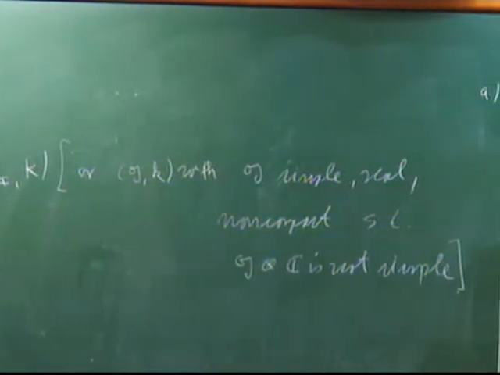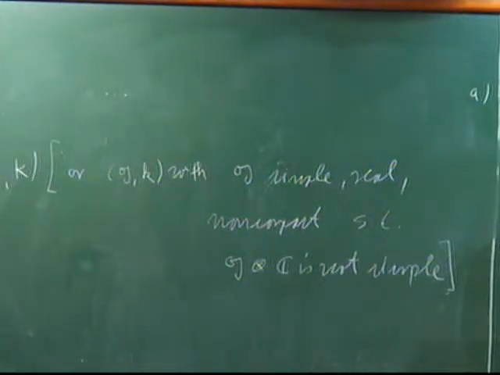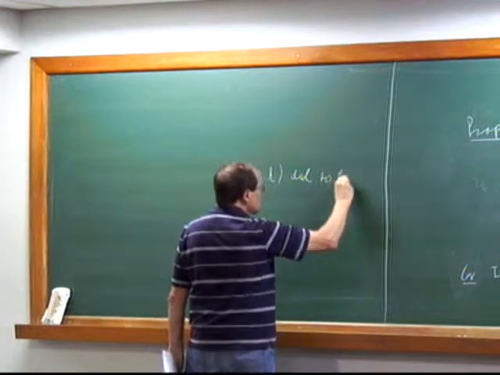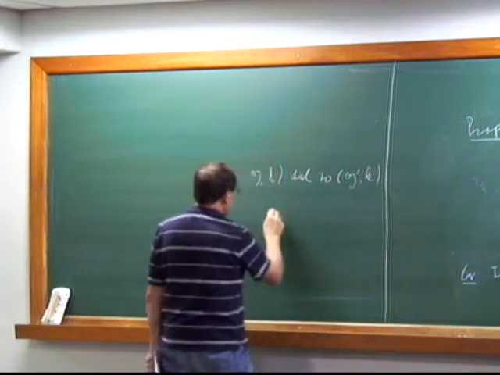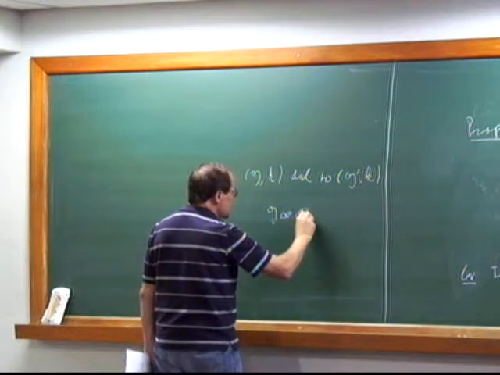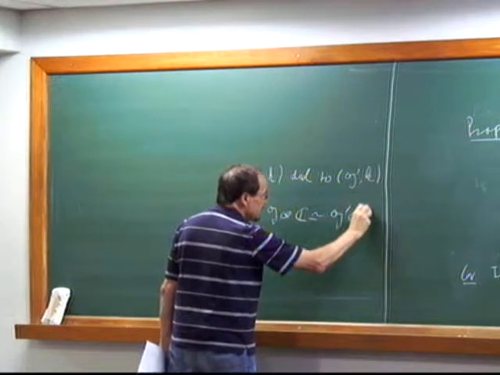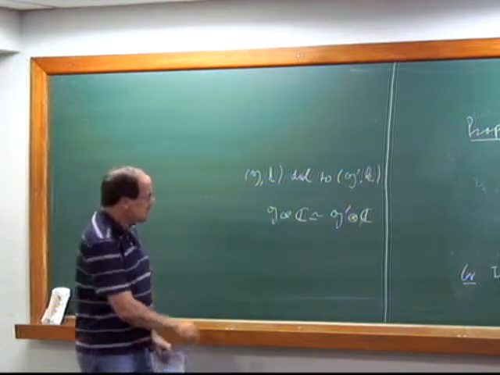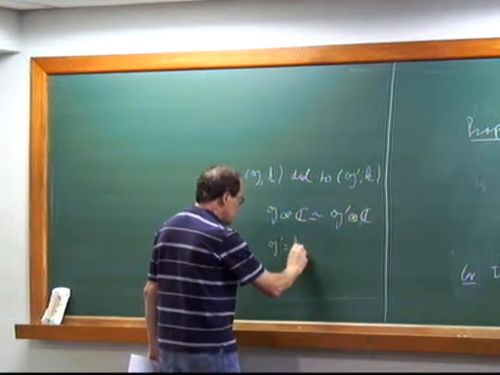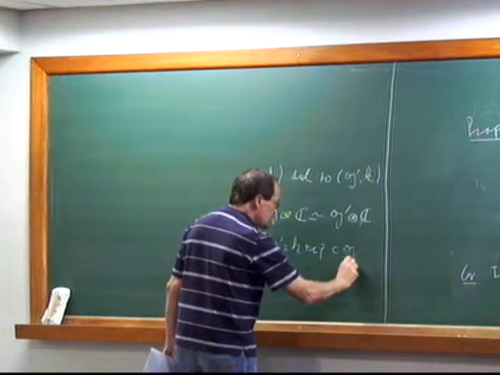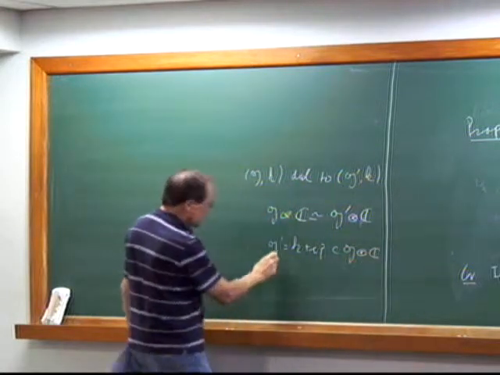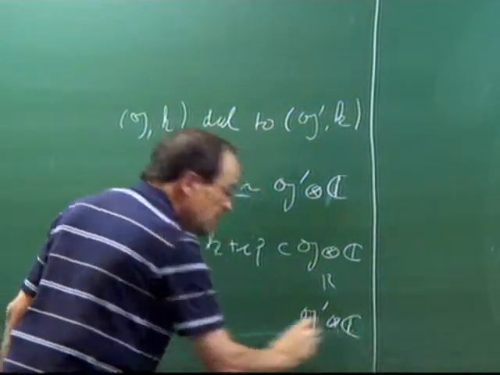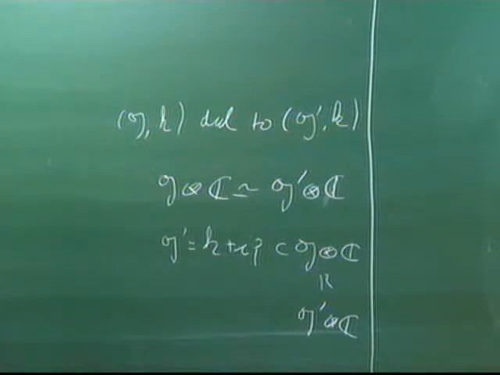Under our duality, if I had a pair (G, K) dual to (G prime, K), then by definition G tensor C is isomorphic to G prime tensor C, because G prime was just this real subspace inside G tensor C. So if I complexify G prime, I get the same thing. Under duality, complexification is the same.